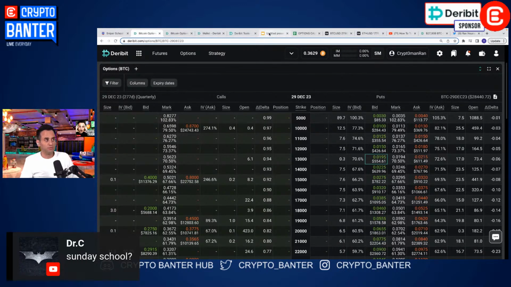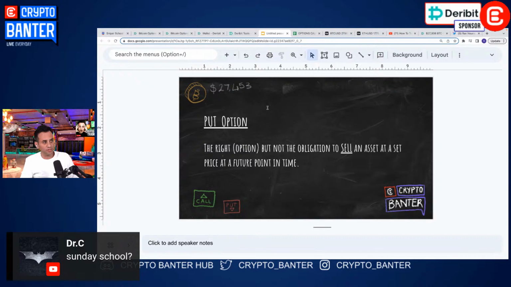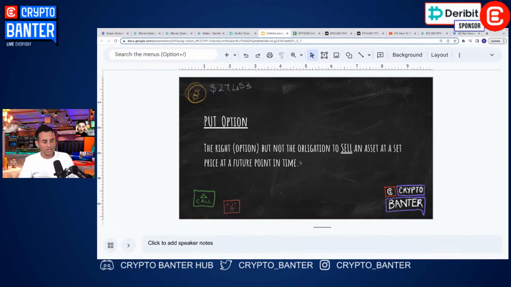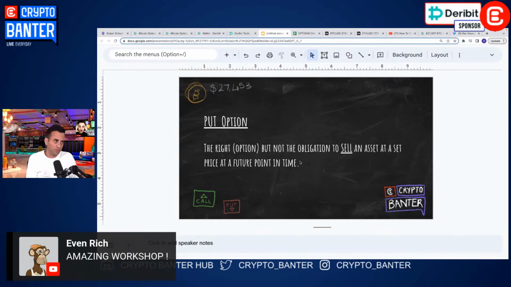Now remember that the difference between a call and a put is very simple. A call is the right to buy an asset at a set price at a future point in time, and a put is the right to sell an asset at a set price at a future point in time.